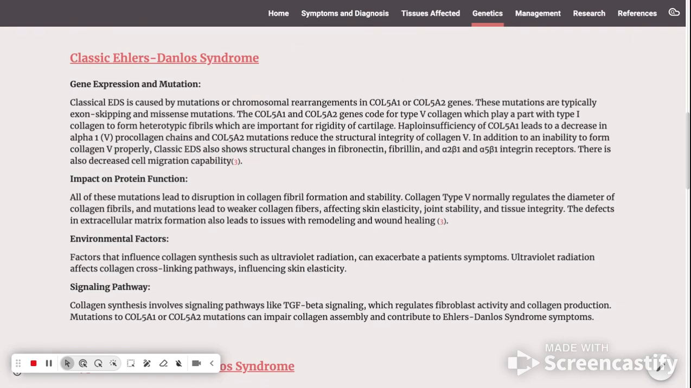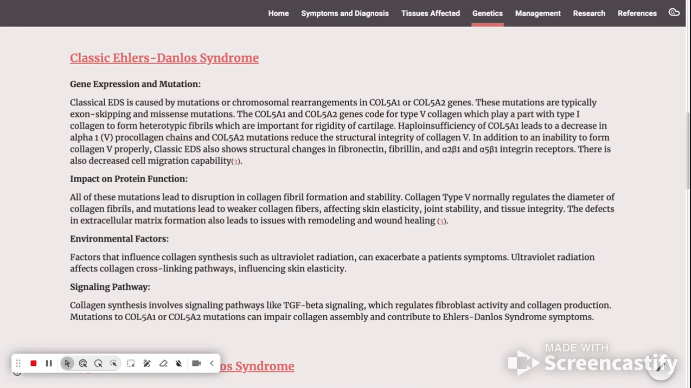So mutations in these genes are going to impact the type 5 and type 1 collagen, which are responsible for the skin, hair, ligaments, and bones, and it's overall going to lead to an issue in fibril formation and stability and impair that collagen formation. And it's important to note that this is what contributes to that elastic skin and the typical symptoms that we see, as well as joint instability.